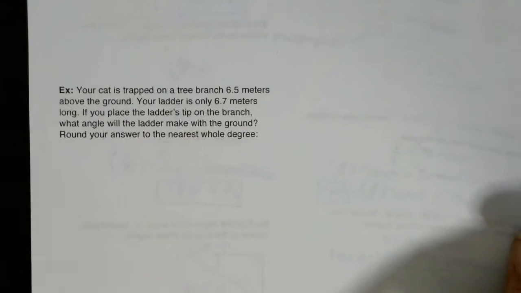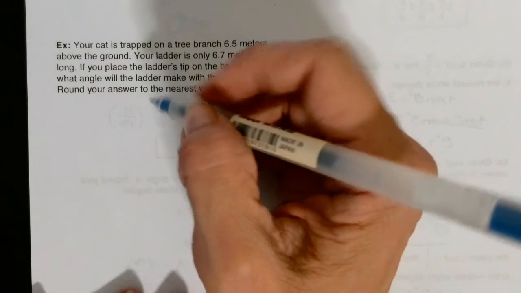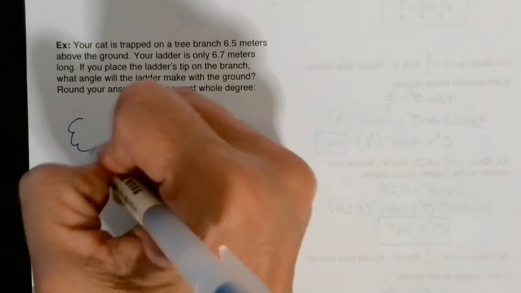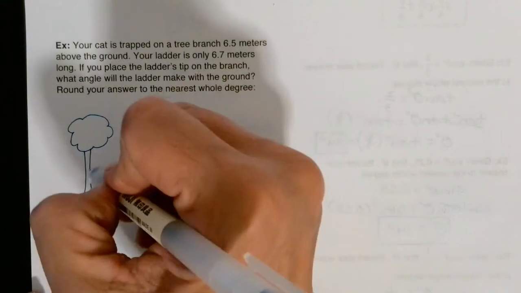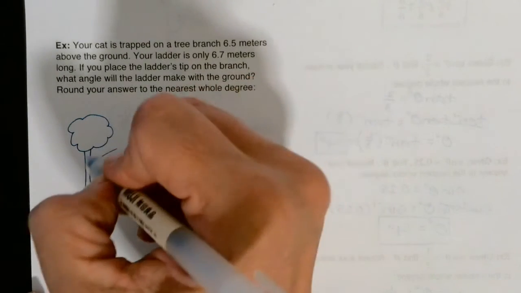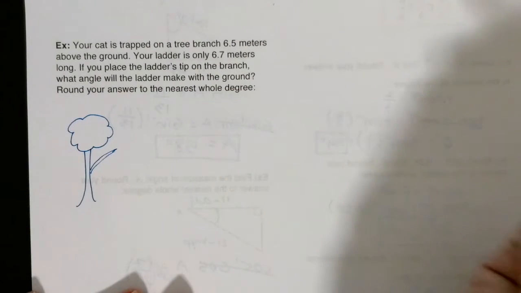Okay, let's see these word problems. This was like real life right here. This could totally happen to you. Your cat is trapped in a tree branch. So, you know, my wonderful artistic skills. Here's the tree, but it has this branch, and your cat's trapped on that branch right there, okay? I'm not drawing a cat, you're crazy.